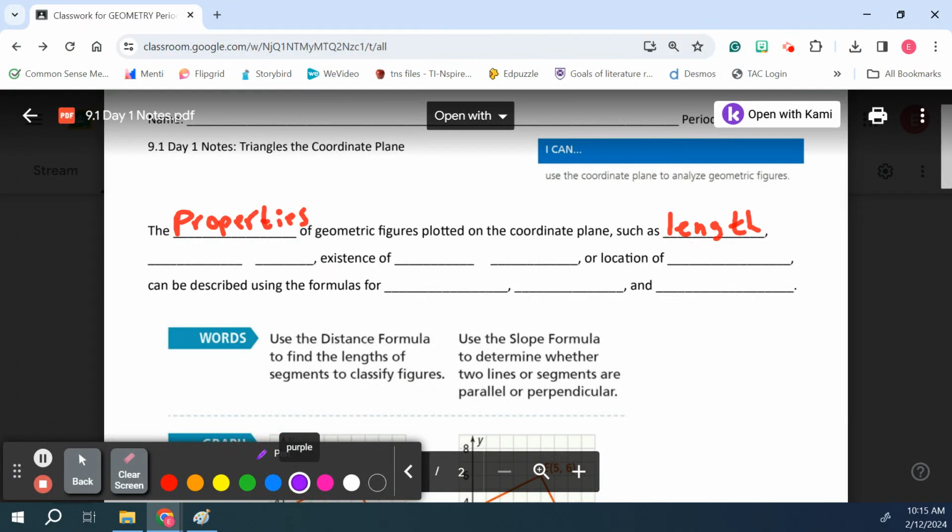Parallel lines. Existence of right angles. Or location of midpoints. Can be described using the formulas for distance.